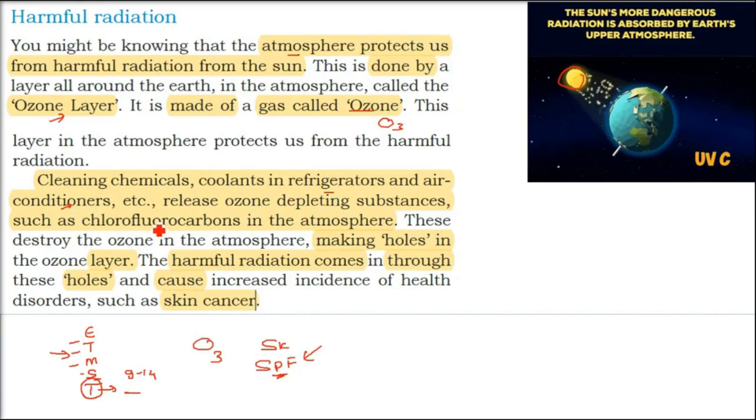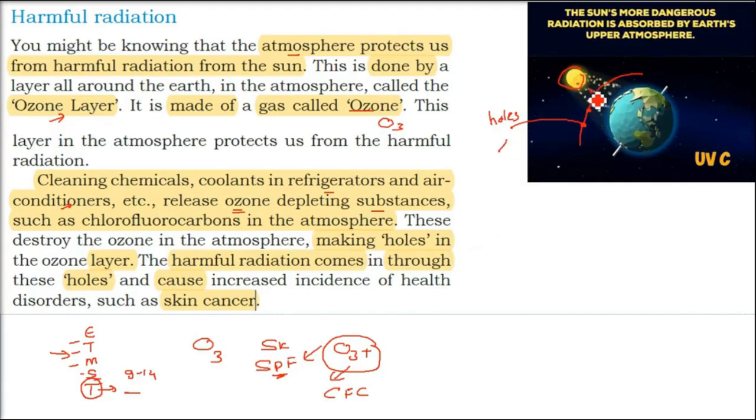The cleaning chemicals, coolants in refrigerators and air conditioners all release ozone-depleting substances. Those substances react with O3, and when they react, the O3 loses its composition. For example, chlorofluorocarbons in the atmosphere, mainly from aircraft, which also produce carbon dioxide. So now what has happened? We have holes in the ozone layer because of the usage of all these substances.